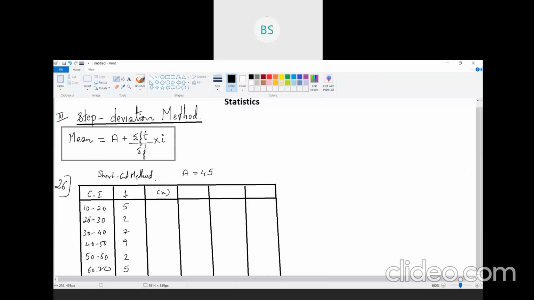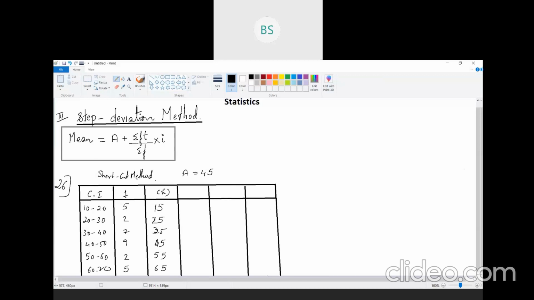So that will be 10 plus 20, that is 30, divided by 2, so 15, 25, 35, 45, 55 and 65.